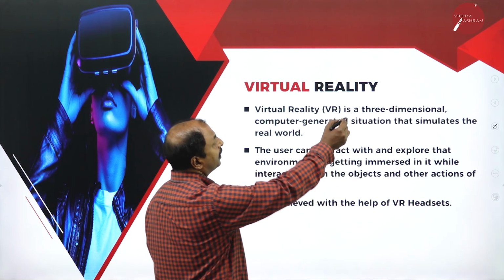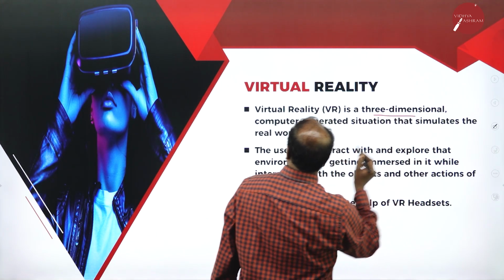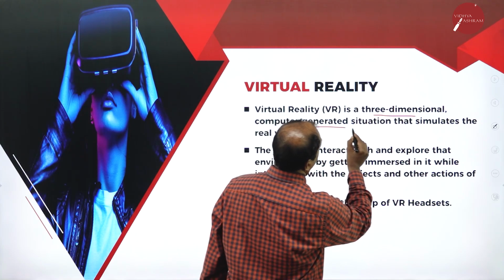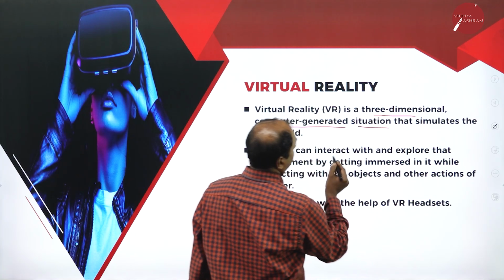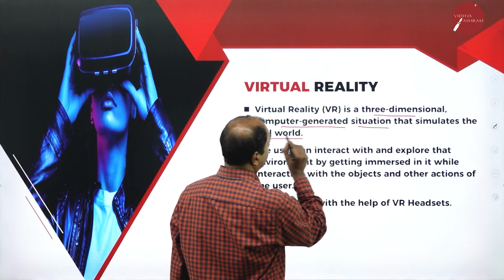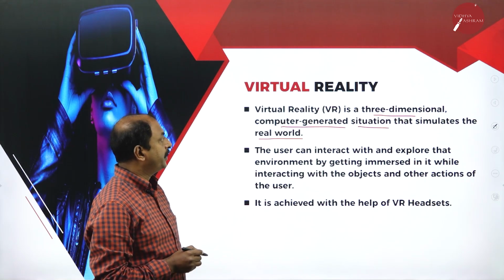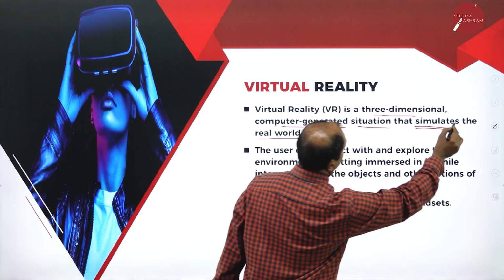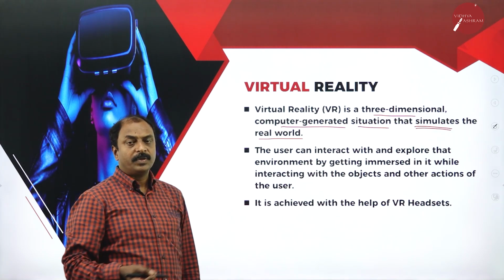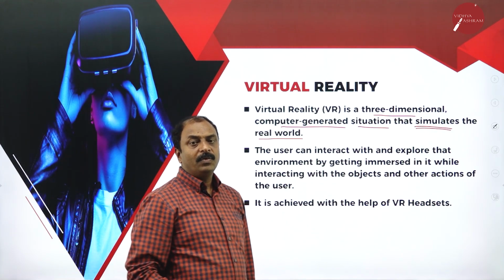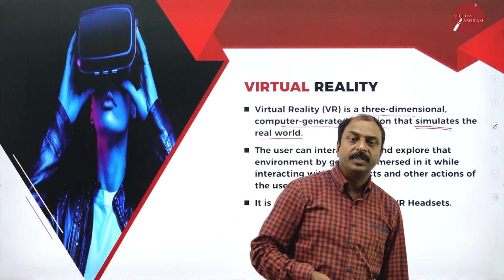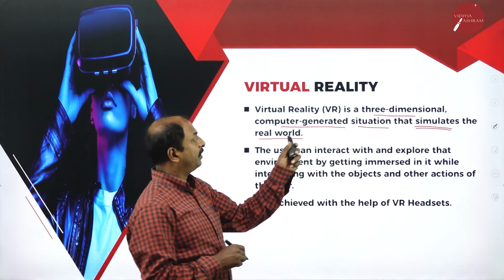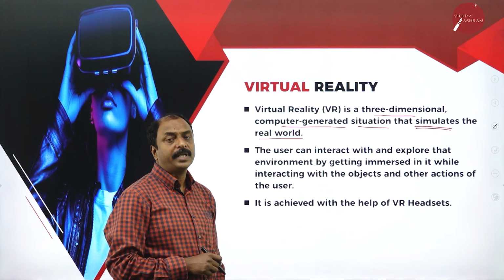Here VR is a three-dimensional computer-generated situation that simulates the real world. So what is the meaning of virtual reality? It is a situation that simulates. We are going to simulate the real world. It is not exactly the real world. We are going to create an environment which is similar to the real-world environment. That is virtual reality.